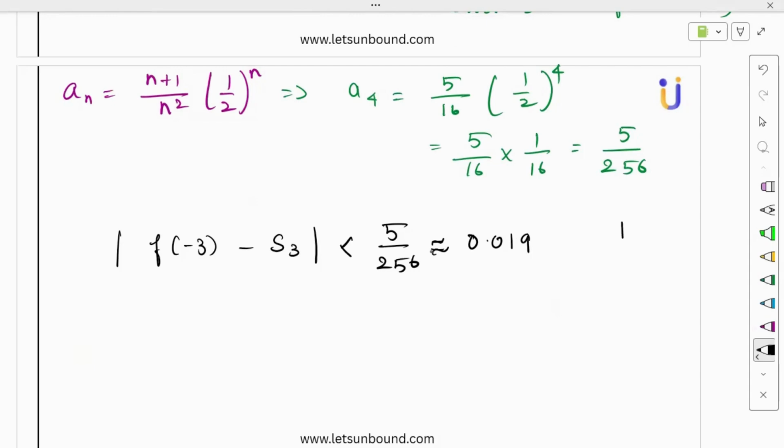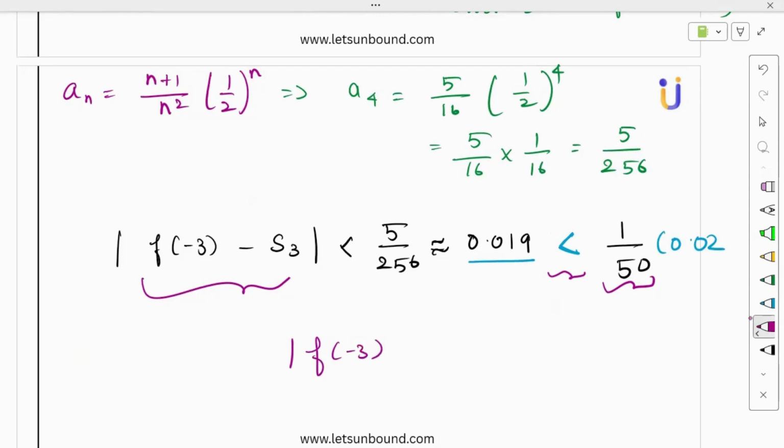So when you compare this with 1 by 50, which is what we need to prove, will it be greater than or lesser than? 1 by 50 is actually 0.02. This is 0.0195. So of course this is lesser than. So I got it. This is lesser than 1 by 50. So finally we prove this. So yes, the error bound is less than 1 by 50. Right, that's part B.